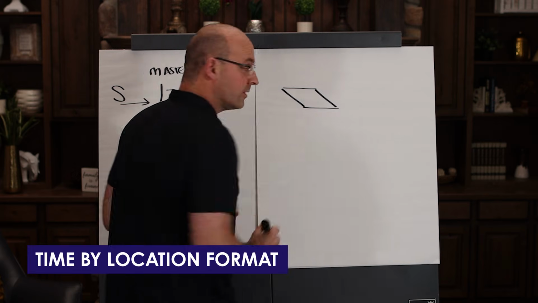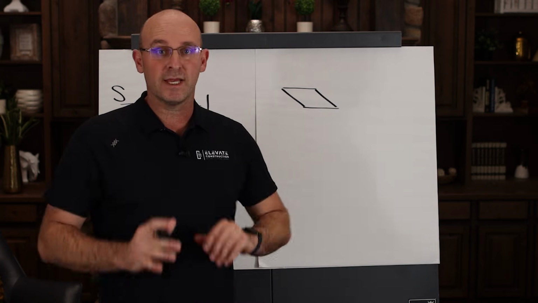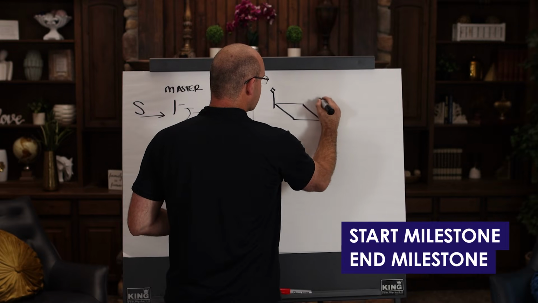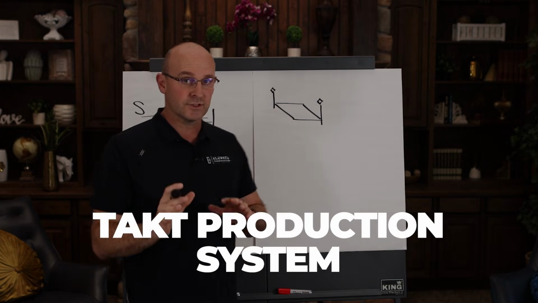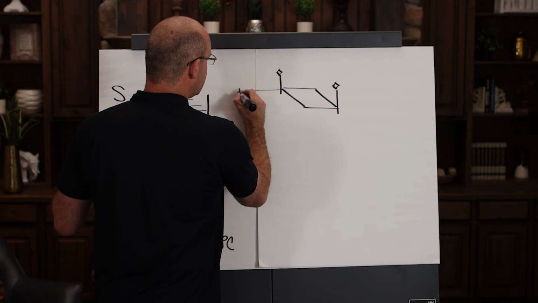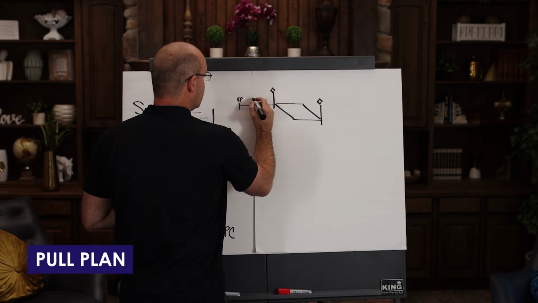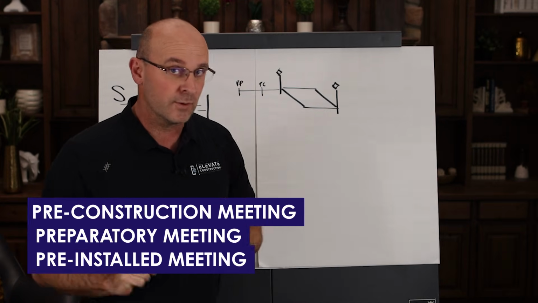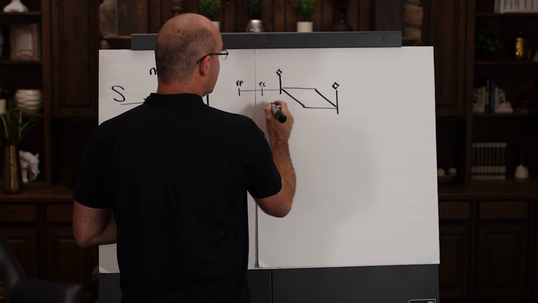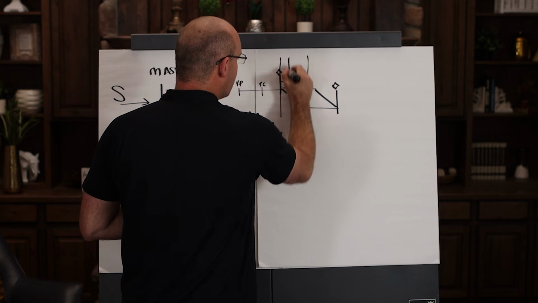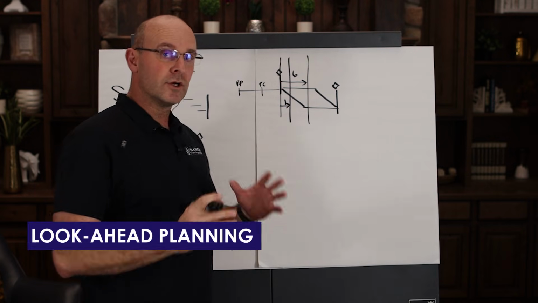So let me talk about what we're going to do here. When you have a phase, and I just gave you a summary, shown in a time by location format, in the macro, meaning as your master schedule, you will have a start milestone and you will have an end milestone. And what's genius about the takt production system is that if you have it in this format, you can go ahead and initiate a pull plan 3 months ahead. You can initiate the pre-construction meeting or the preparatory meeting or pre-install, whatever you call it, 3 weeks ahead. And then as you're looking out at that phase, you can look out 6 weeks ahead and 1 week ahead to do your look ahead and weekly work planning.